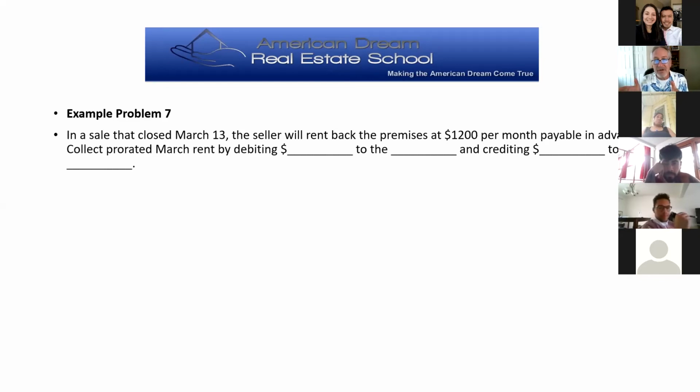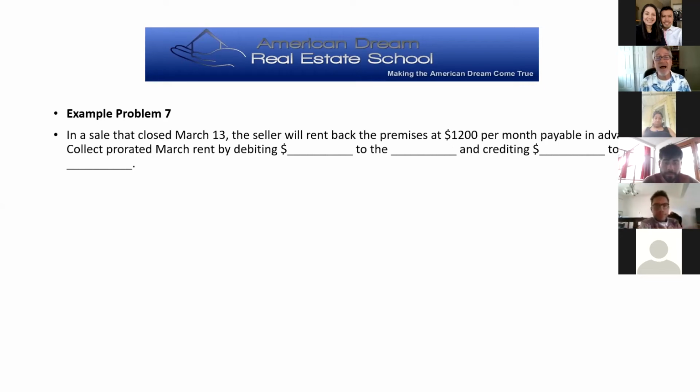Oh. So then you would debit the seller. That's why you're debiting the seller, because his role is no longer as seller. His role now is tenant. So he's paying money out of his own pocket to rent the place that he just sold. Correct. So it's a credit to the buyer, the new owner. Correct. Okay, making sense?